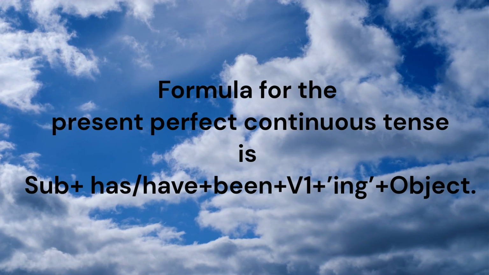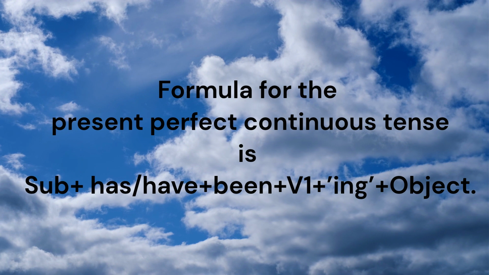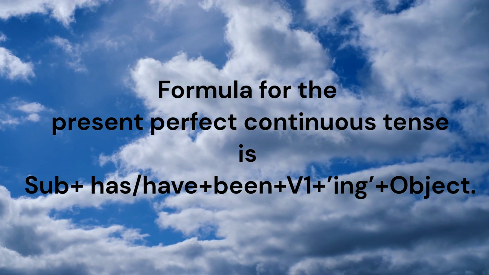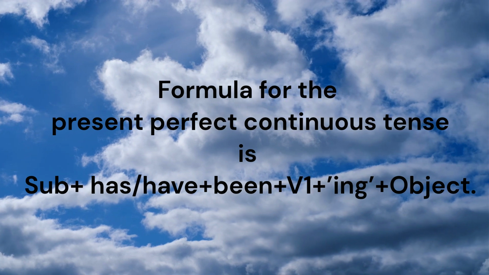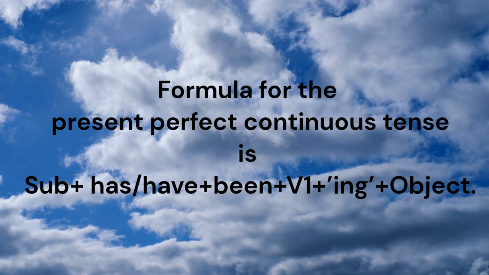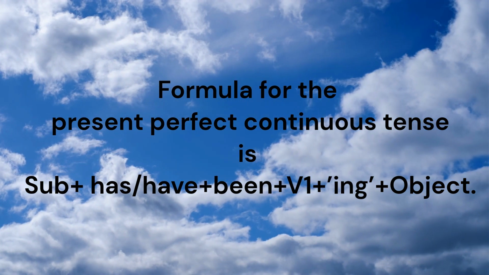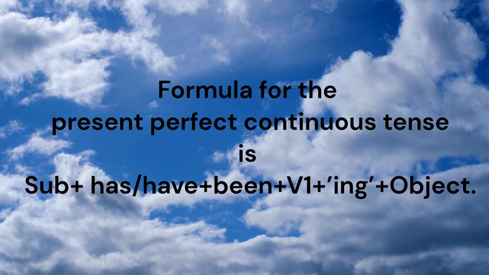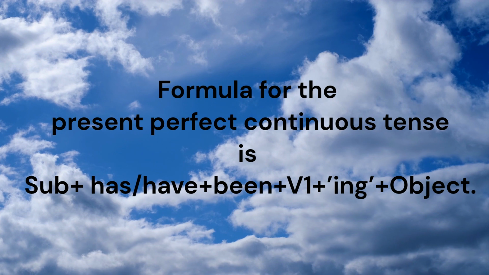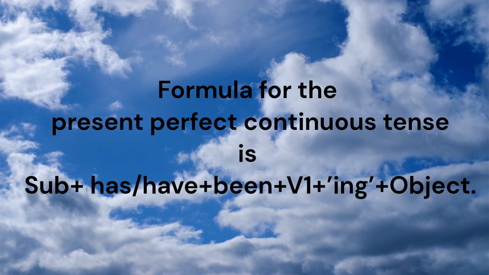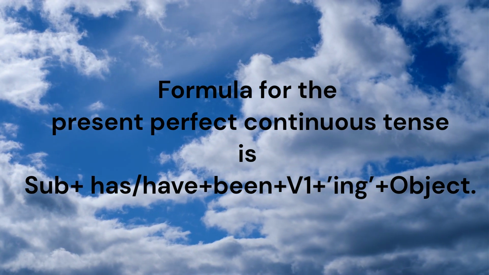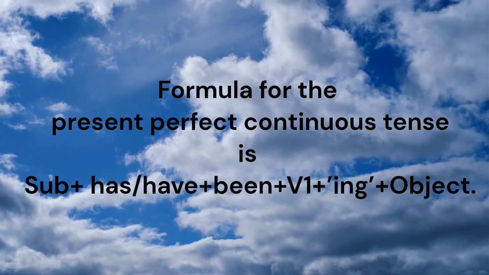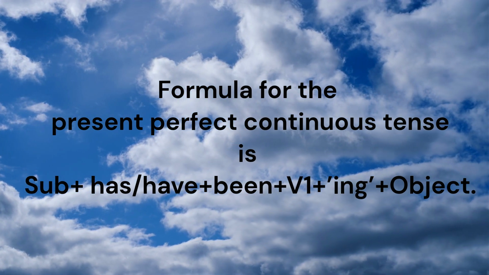Formula for the present perfect continuous tense is subject plus has or have plus been plus V1 plus ing form plus object. In this, subject is a doer. Following this, there will be the present perfect and present perfect continuous tenses' auxiliary verb, has or have.